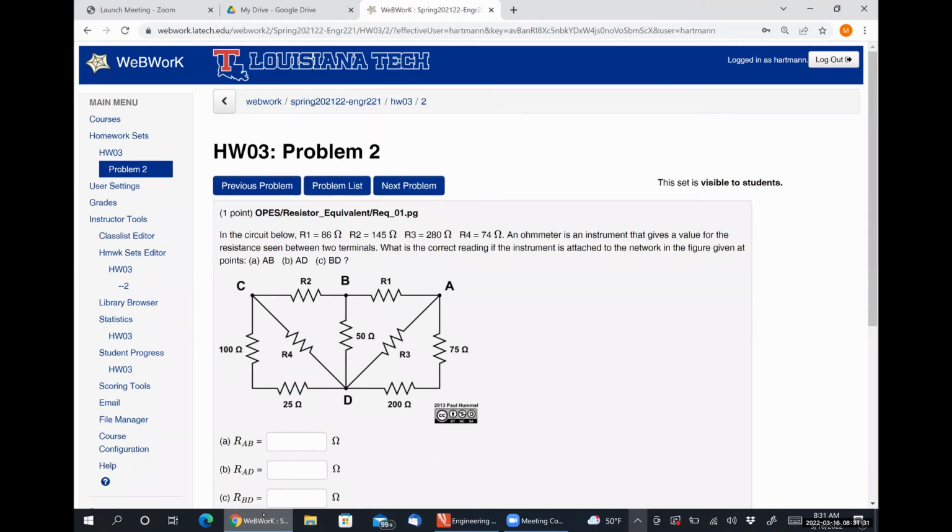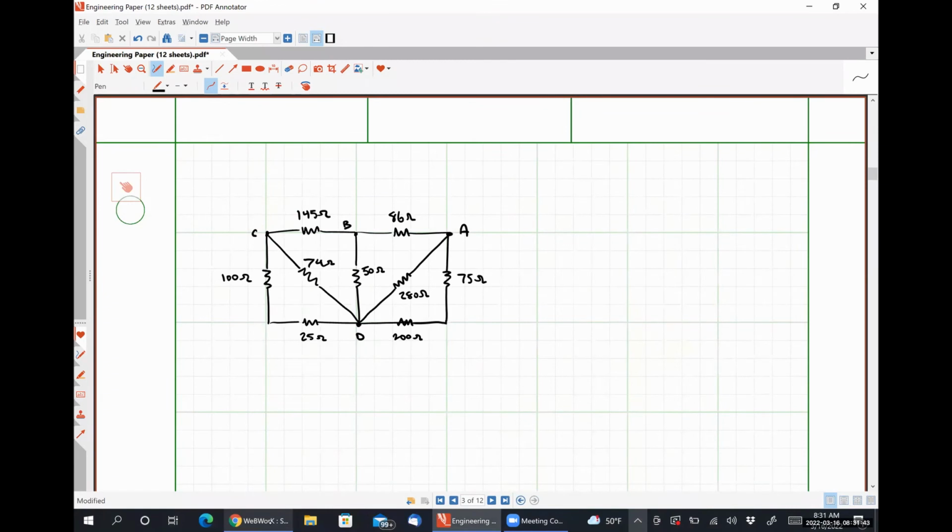Several people saying B, let's rock and roll with B. So in B, we are asked to find the equivalent resistance seen between terminals A and D, okay? So R_AD is our quantity of interest.